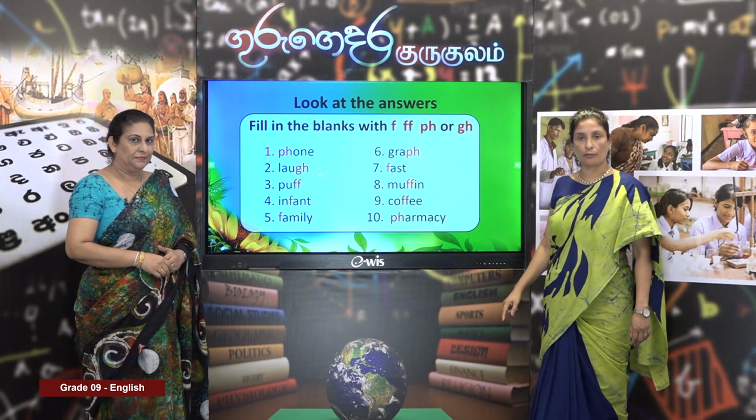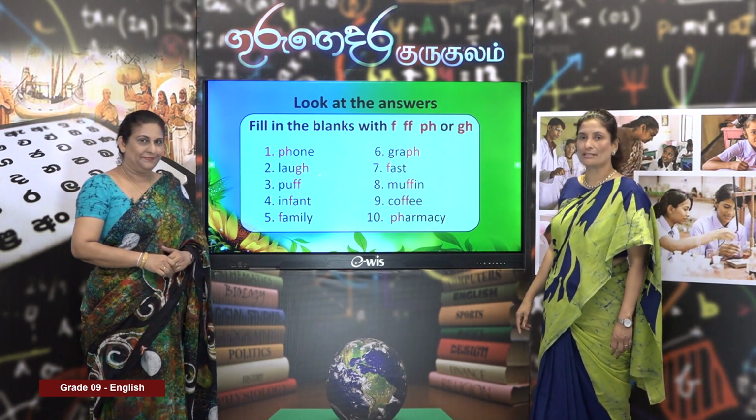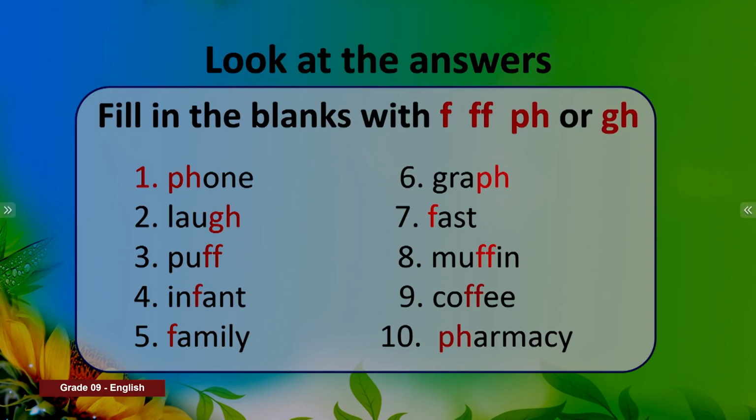Now children, hope you are ready with your answers. We are going to discuss the answers. Word number 1, it is already given, that is phone. PH should come in the blank, right? Number 2, it's laugh, that is at the end position, GH. Number 3 is puff, double F at the end.